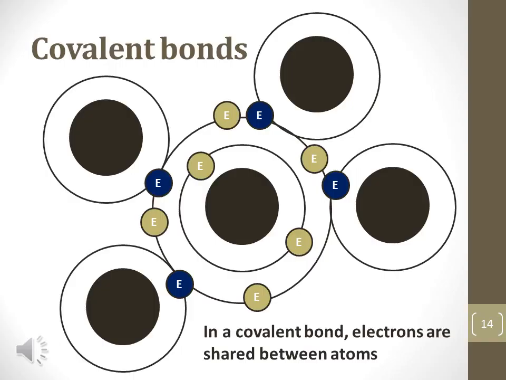This picture shows how the electron orbitals of these atoms overlap, so the outermost shell is filled, 2 in the first shell and 8 in the second.